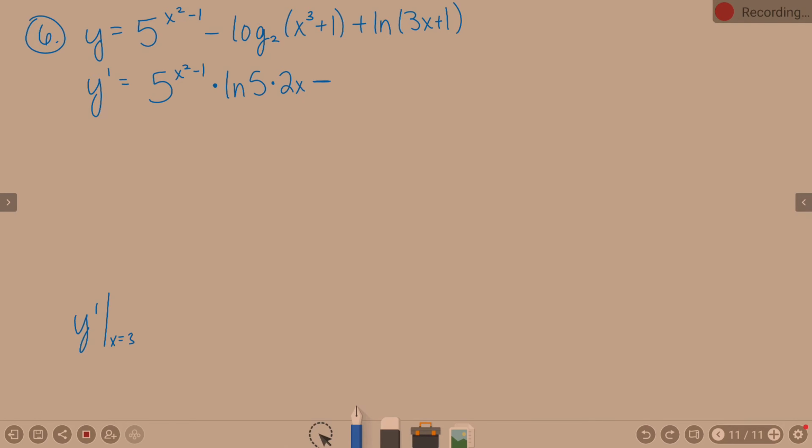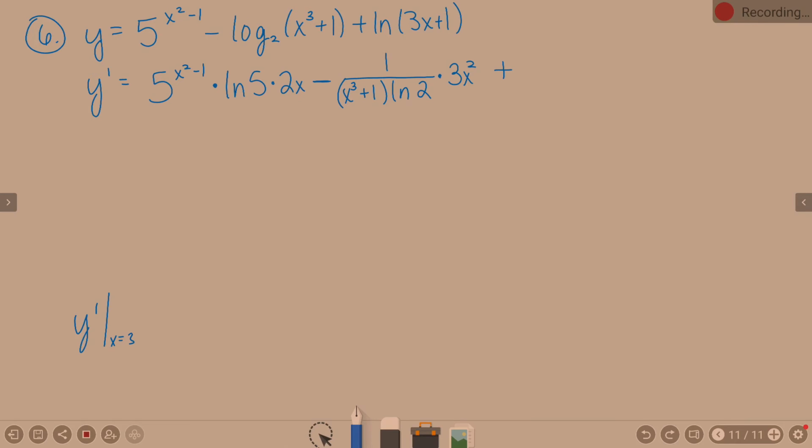Minus. Now we've got to do our log rule. The derivative of log base 2 of something is 1 over x ln a. Remember this one? I struggle to remember this one, I'll be honest. So 1 over x ln a, where x is whatever is inside and ln a is the natural log of the base. So ln a is the natural log of 2, and the x is x cubed plus 1. I have that order reversed on here. Now times the derivative of the inside. The derivative of x cubed plus 1 is 3x squared.